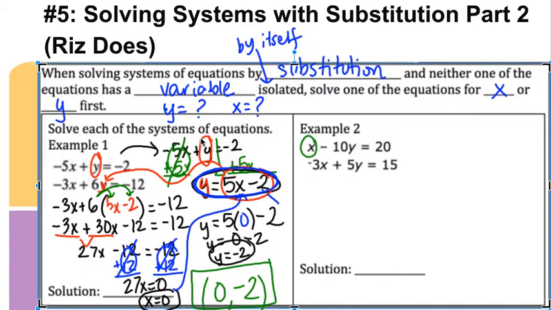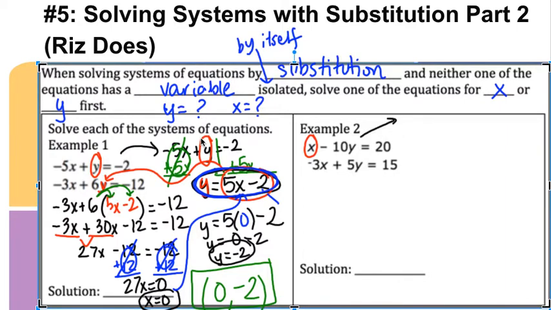Again, I want to look at all of my terms with a variable, and I want to identify which one is not being multiplied by anything, which one might be easiest to get by itself, which one might be easiest to isolate. So x only has a 1 in front, negative 10y, that might be a little bit more difficult, plus 5y might be a little bit more difficult, negative 3x might be a little bit more difficult. So what I want to get alone is this 1x. Okay, so even though we're not solving for y, we're still going to use the same strategies.